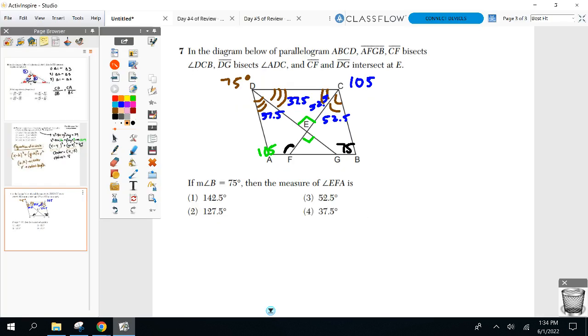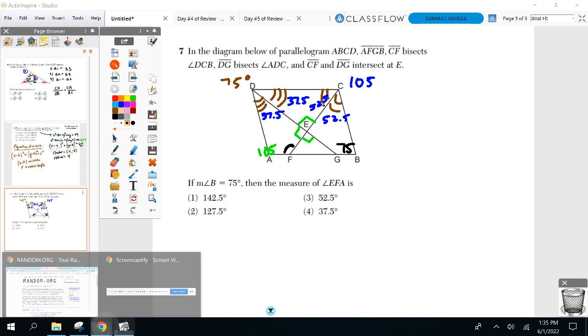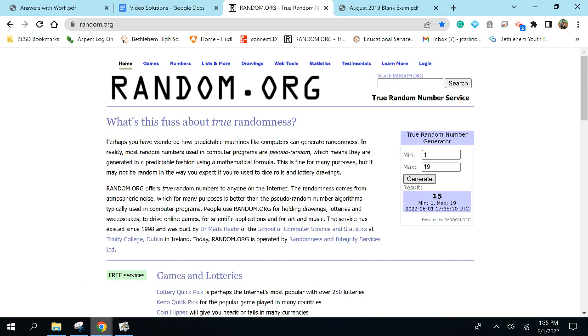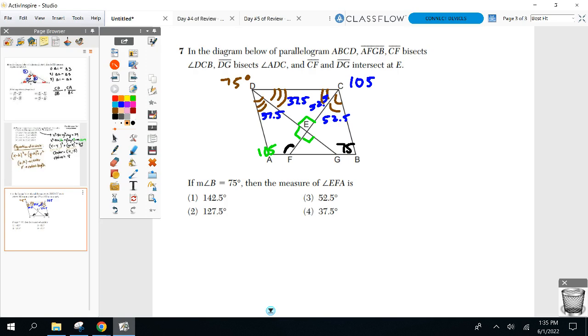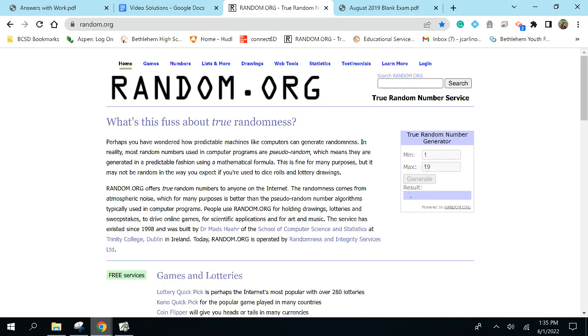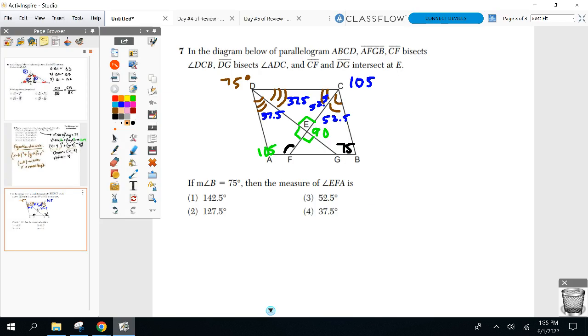This might be the toughest one now. Angle DEF is 90. It's an angle. Don't even do it. Angle CEG is 90. Meg, you're out of luck now.